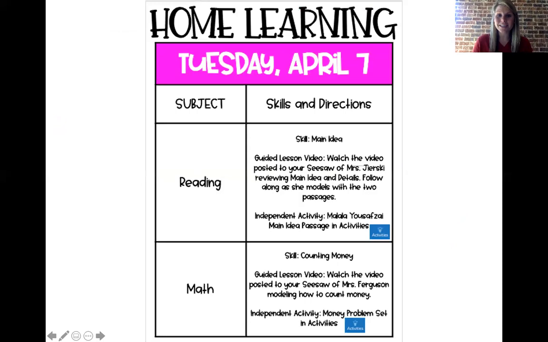So you see your home learning guide today. We're reviewing main idea again. Instead of going from a book with that graphic organizer like we did yesterday, we're going to jump right into two passages to practice looking at them there, and then you're going to have an independent passage in your activities to practice as well. And then Ms. Ferguson's going to be coming to you with some more money problems, working a little bit more on that today. Okay, so let's dive right in.